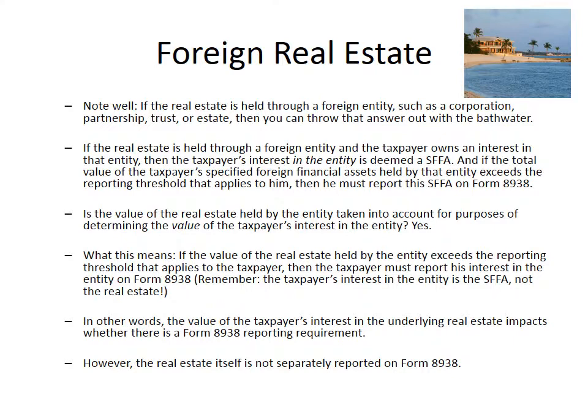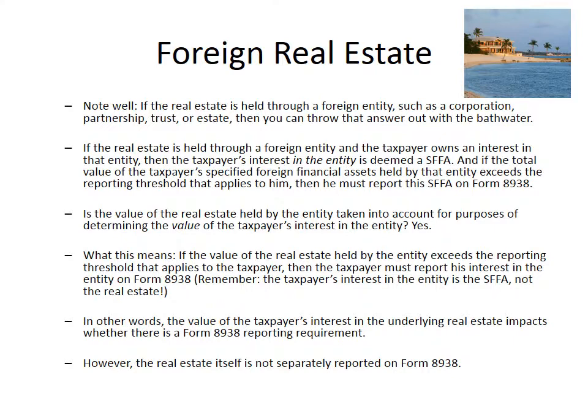All right, so what we're doing here is this. We basically need to do an appraisal of the real estate and determine what its fair market value is. The reason being is because if the fair market value of that real estate exceeds the reporting threshold that applies to John, then John has to report his interest in ABC as a specified foreign financial asset on Form 8938.